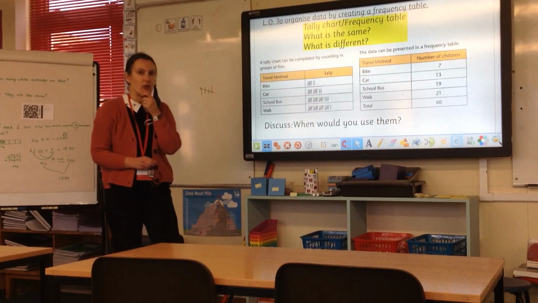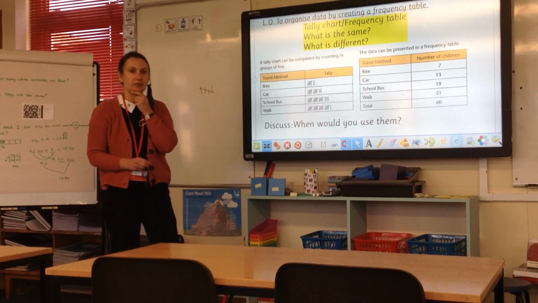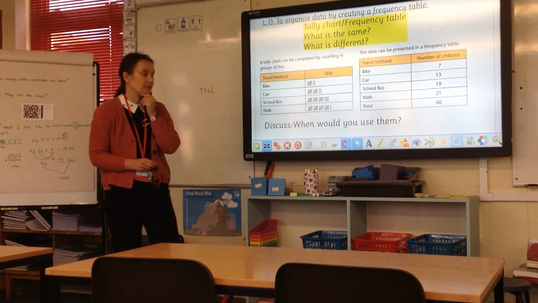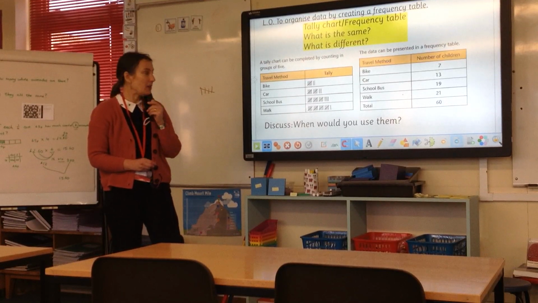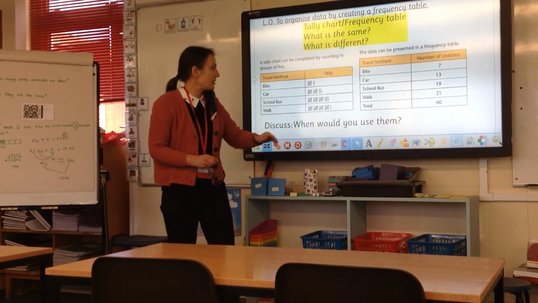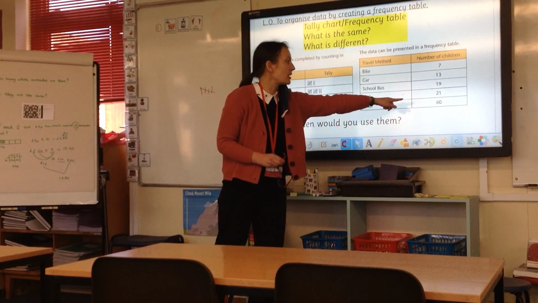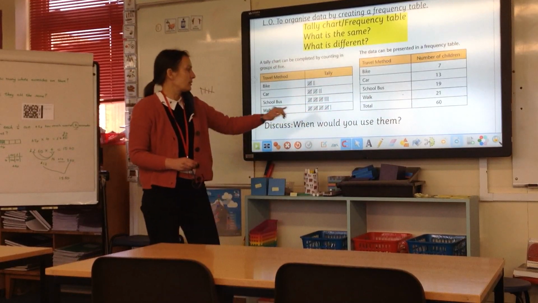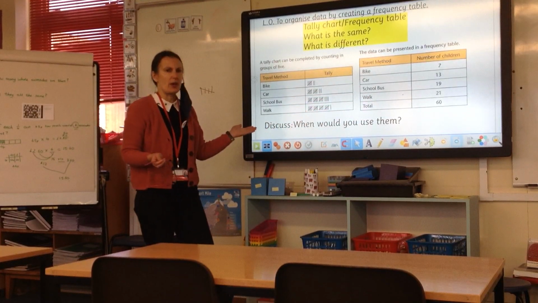Take a look down the columns, yes. I think the last difference is that the frequency, they're totaling it. Yeah, so the total of it is 60, but they didn't do that on the tally one. Absolutely, so you've got the total here, which is 60, as you say, and that wasn't on the tally one. Well done. Okay, when would you use them?